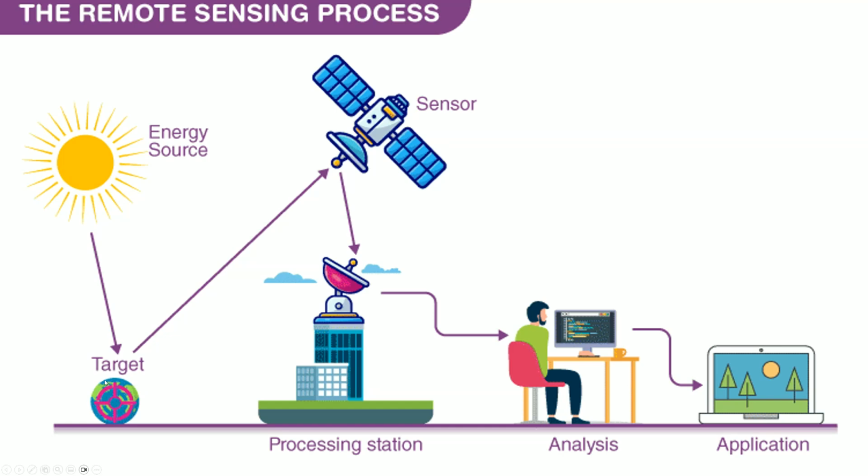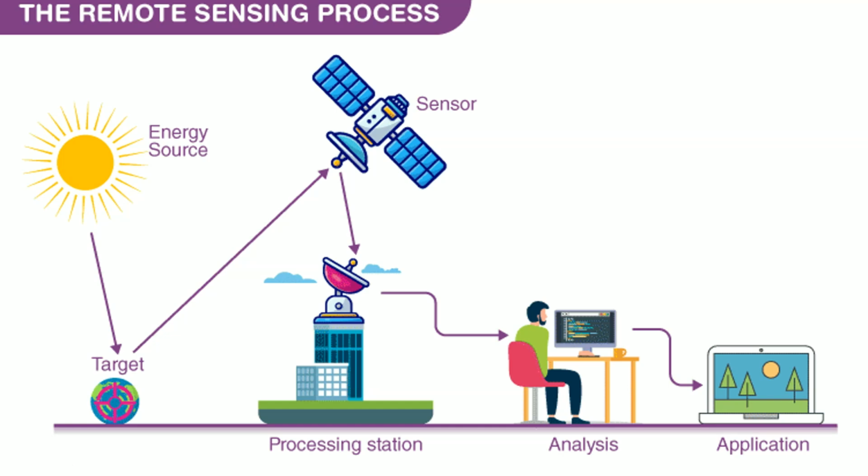We need to have a target. So think about that object of interest that you want to take measurements of. Now, when energy interacts with the target, depending on its characteristics, it will reflect or absorb and emit, and whatever is coming from the target is what is recorded by your sensor. And then the sensor sends out that information to a processing station where the data is processed.